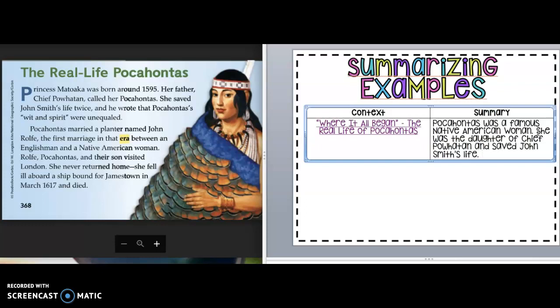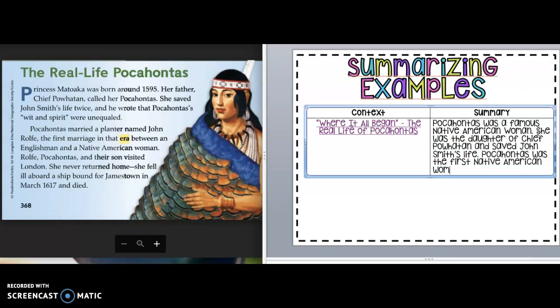Now, when we went through paragraph 2, we also picked out important information, and the fact that she was the first Native American woman to marry an Englishman is also important as well. So we'll put Pocahontas was the first Native American woman to marry an Englishman. And we also decided the month and the year that she passed away was also important.